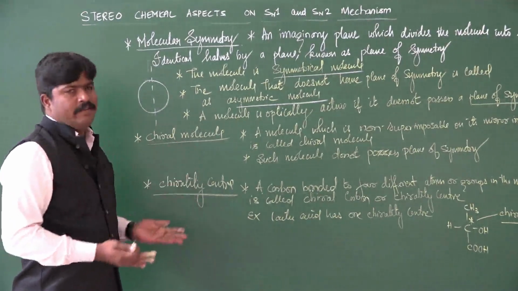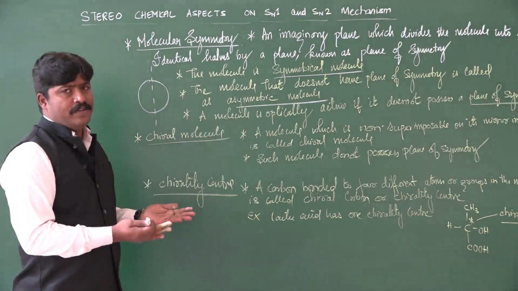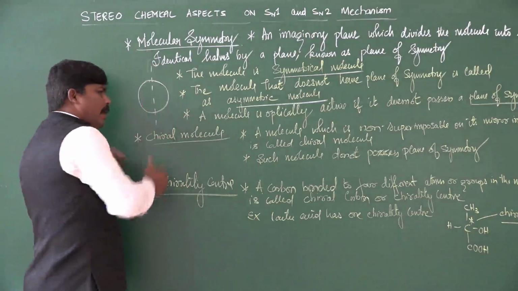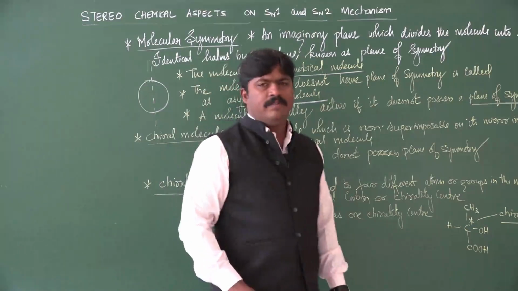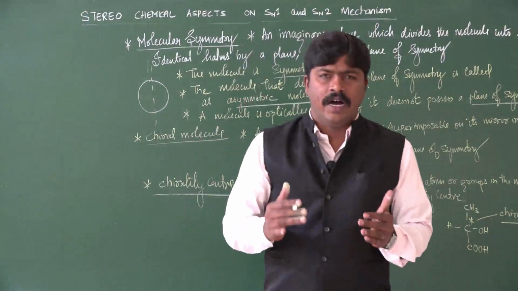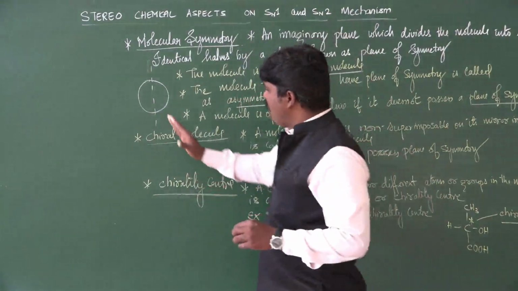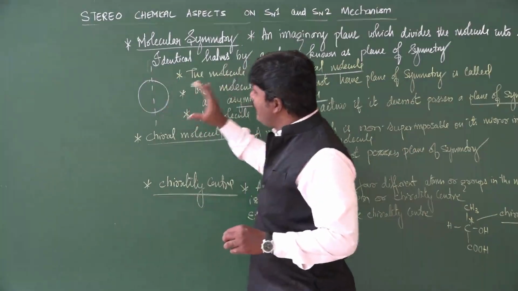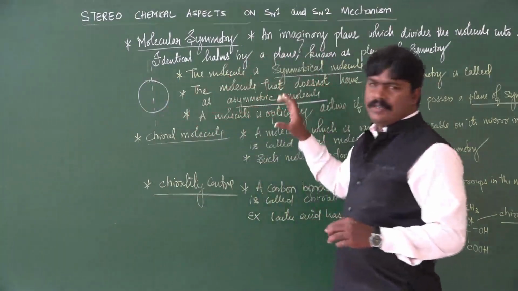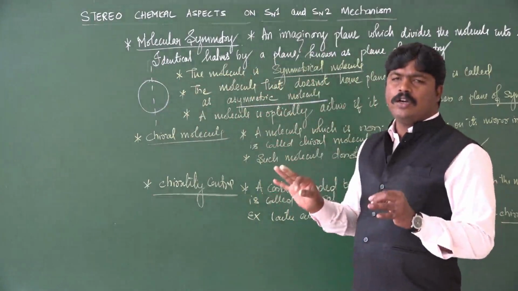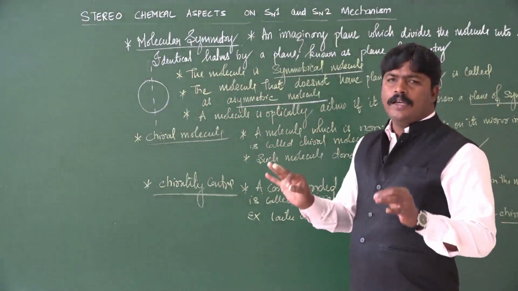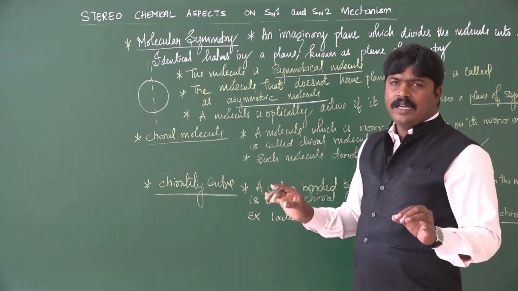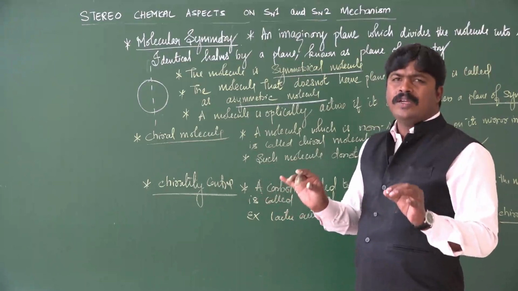Similarly, we can also have in the organic compound called plane of symmetry. The idea is what? If I divide a molecule and if I draw a line at the center, if the molecule is divided into two identical halves, if two identical halves are there, one is a mirror image of the other, then we say it is called as a molecular symmetry. Check whether the organic compound has plane of symmetry. If it does not have plane of symmetry, it will show optical activity.